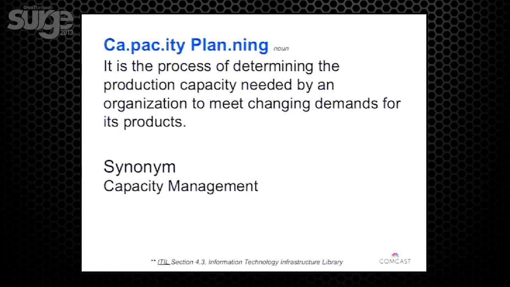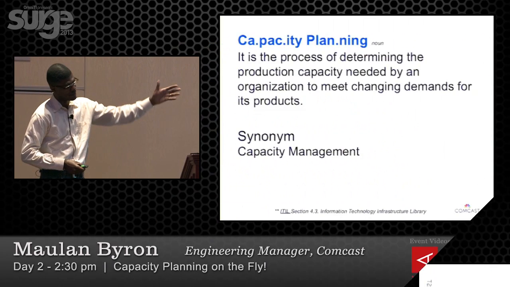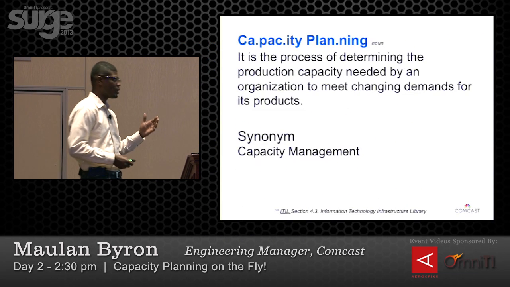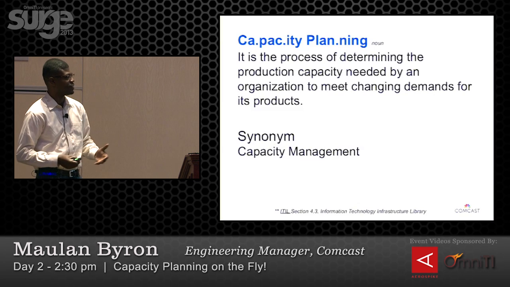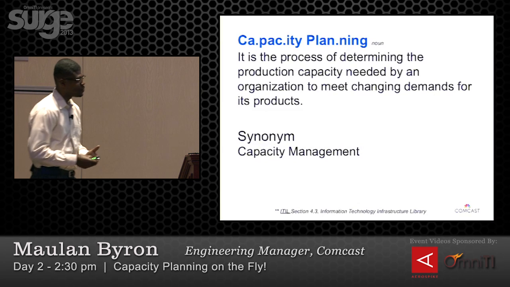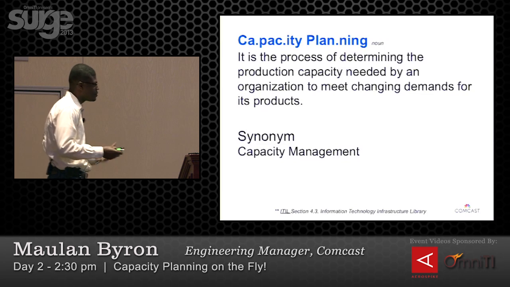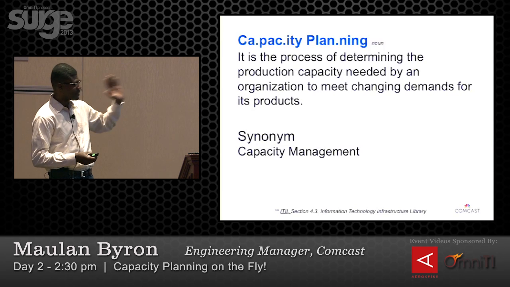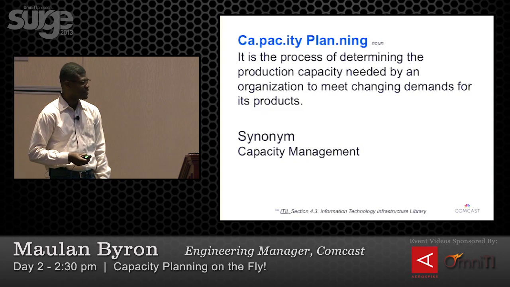So to level set and get everyone on the same page, let's describe what we are talking about. We're talking about capacity planning, and what is it? It is the process of determining the production capacity needed by an organization to meet changing demands for its products. A lot of times folks interchange this with capacity management. If you want to read more about it, you can check ITIL. They have a bunch of descriptions on that online on Wiki, and have at it. So this is what we're going to talk about. We all know what it means. We understand the terminology. Great.